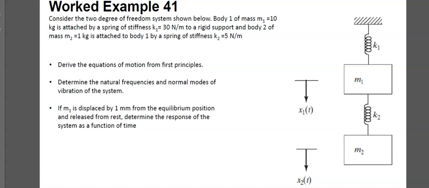Now we want to continue with example 41 and really deal with the last part of the question, which says that if mass m1 is displaced by 1 millimeter, we'll take 1 millimeter as positive, it's displaced 1 millimeter downward, then determine the response of the 2 degree of freedom system in time. So if you pull this thing down 1 millimeter and you let it go, then m1 and m2 would oscillate, right? So what we want to do is determine what is x1(t) and what is x2(t).